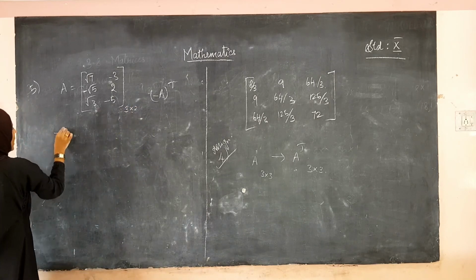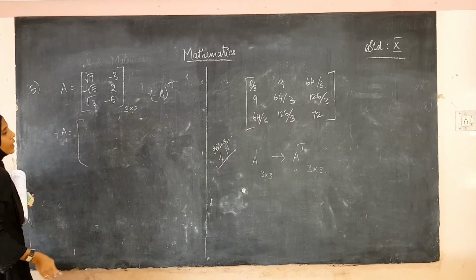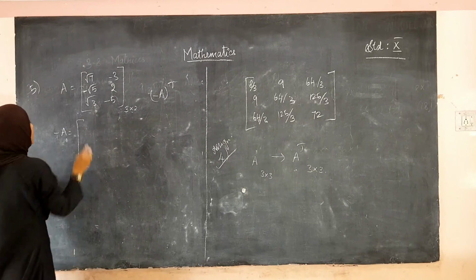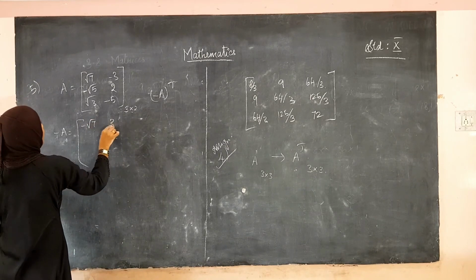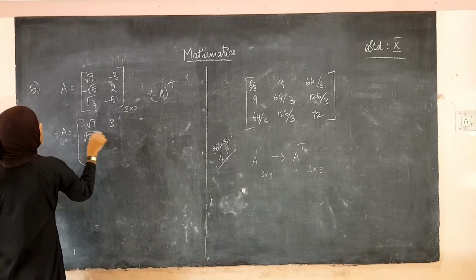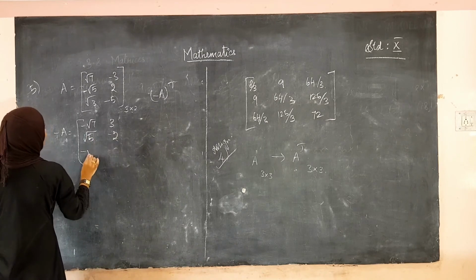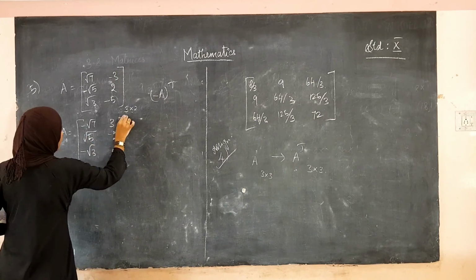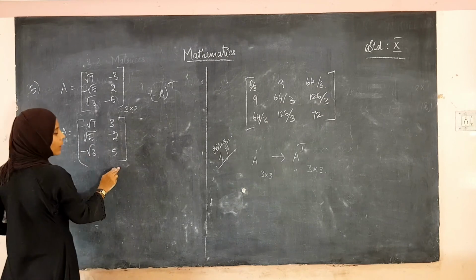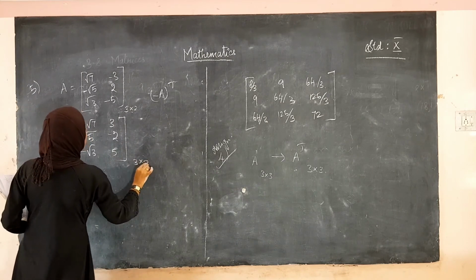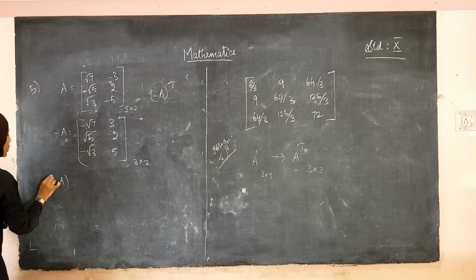First we have to find minus A. What happened? Multiply all the elements in the matrix with minus. So minus root 7, 3, root 5, minus 2, minus root 3 and 5. This is minus A. The order of this is also 3 cross 2. Now we have to find the transpose of this.